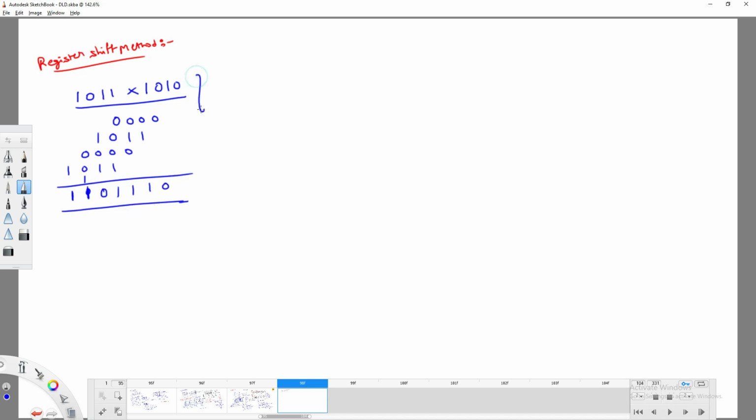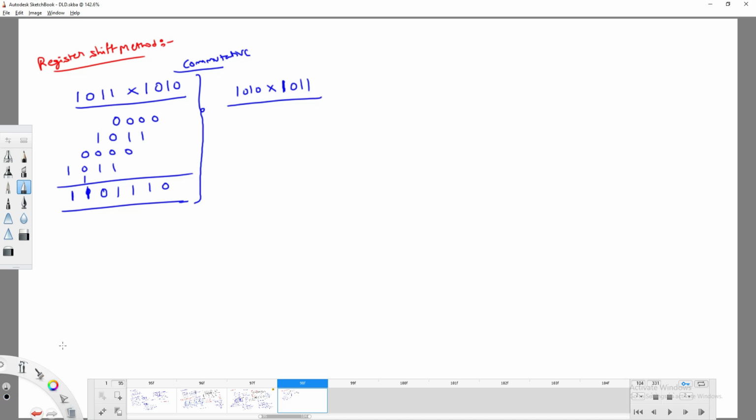Okay, guys, is there any change, right? Is multiplication commutative or not? Yes. So if you take 1010 into 1011, are you going to get the same result or a different result? We are going to get the same result, because multiplication is commutative in nature. Multiplication is commutative in nature, right? Yes. So try to observe. I will do some process.